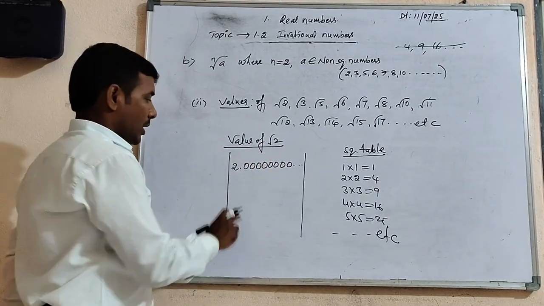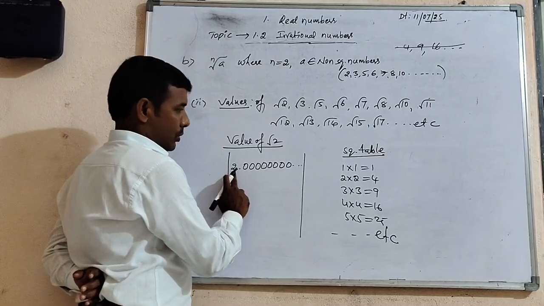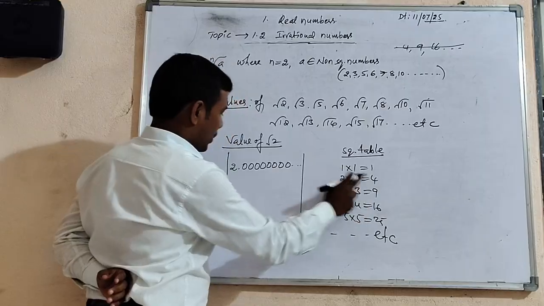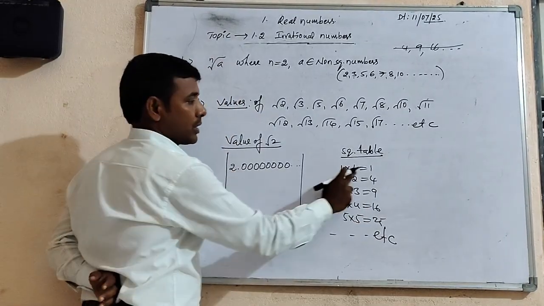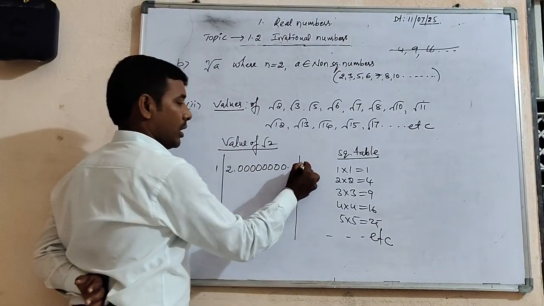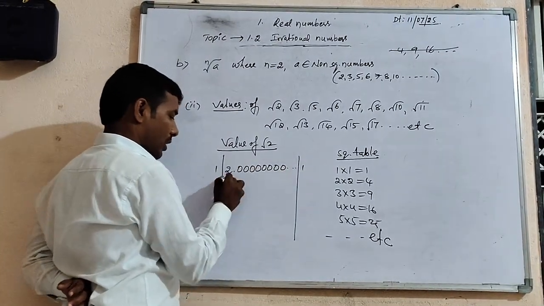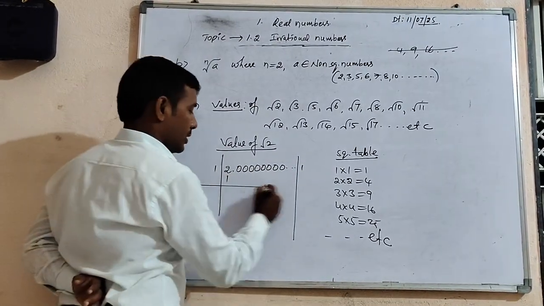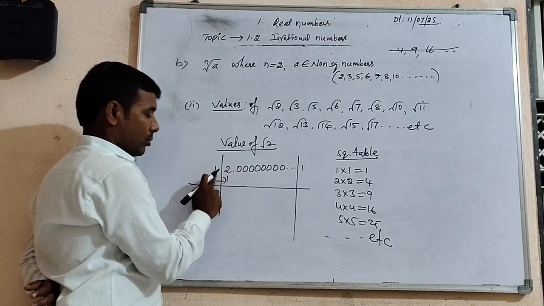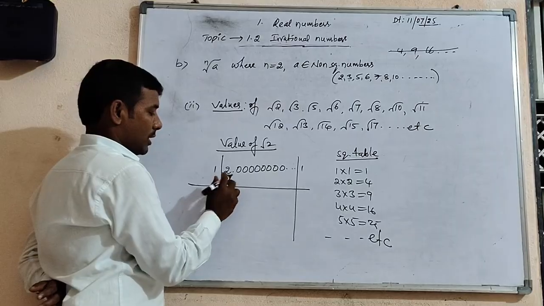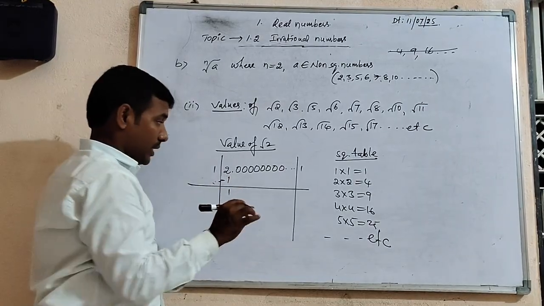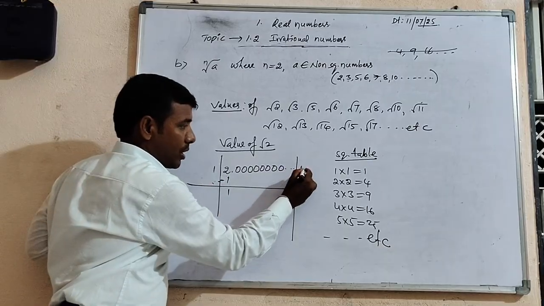Let us see one by one. Here 2 is there. Which is the convenient square in this table? 2 twos are 4, but 4 is more than 2. So let us take 1. 1 ones are 1. Now let us make a minus symbol. Now 2 minus 1, how much? 2 minus 1 is 1.